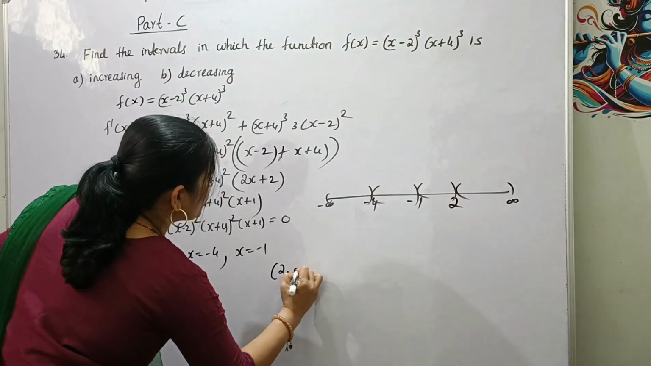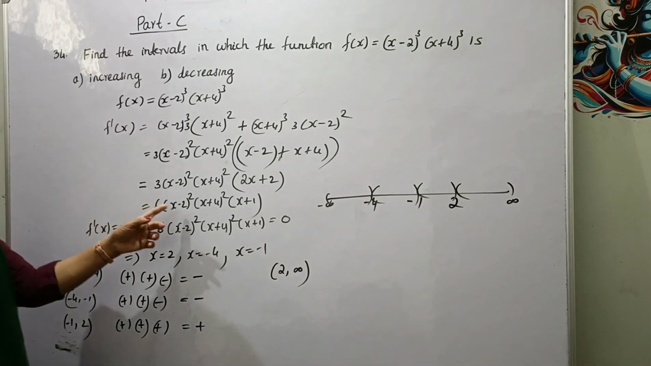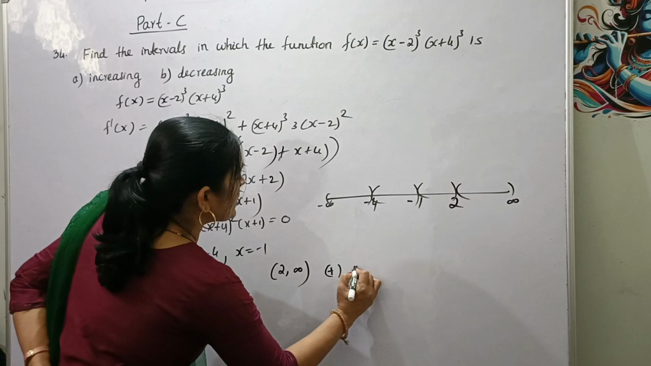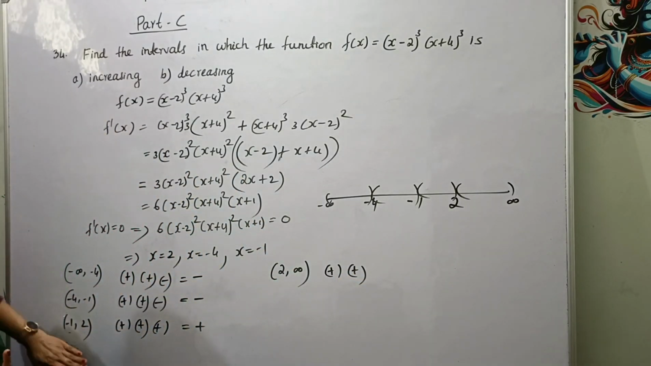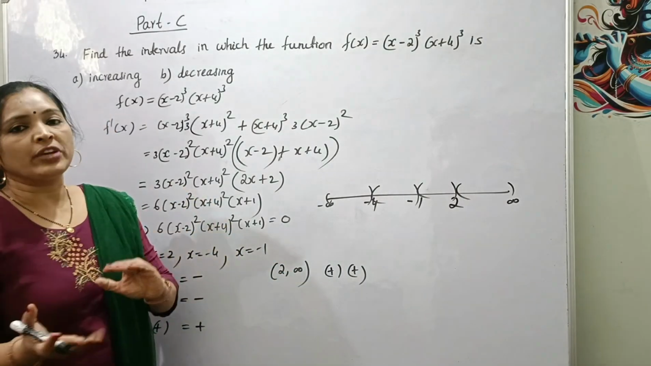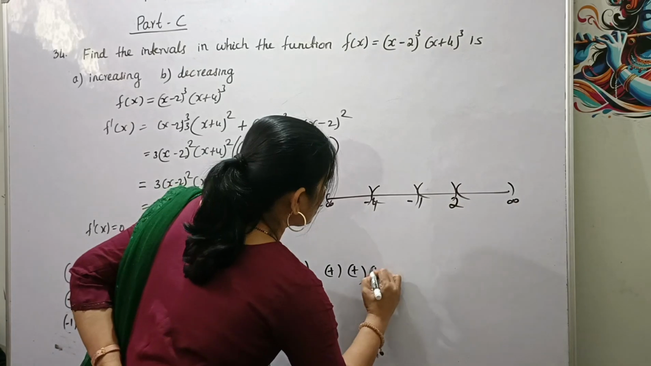Okay, next interval is 2 to infinity. So, in this, the sign of f dash of x: the first term is positive, the second term is positive. What about the third term? Always positive, right? Because the values between 2 to infinity are positive, right? So, here it is positive.